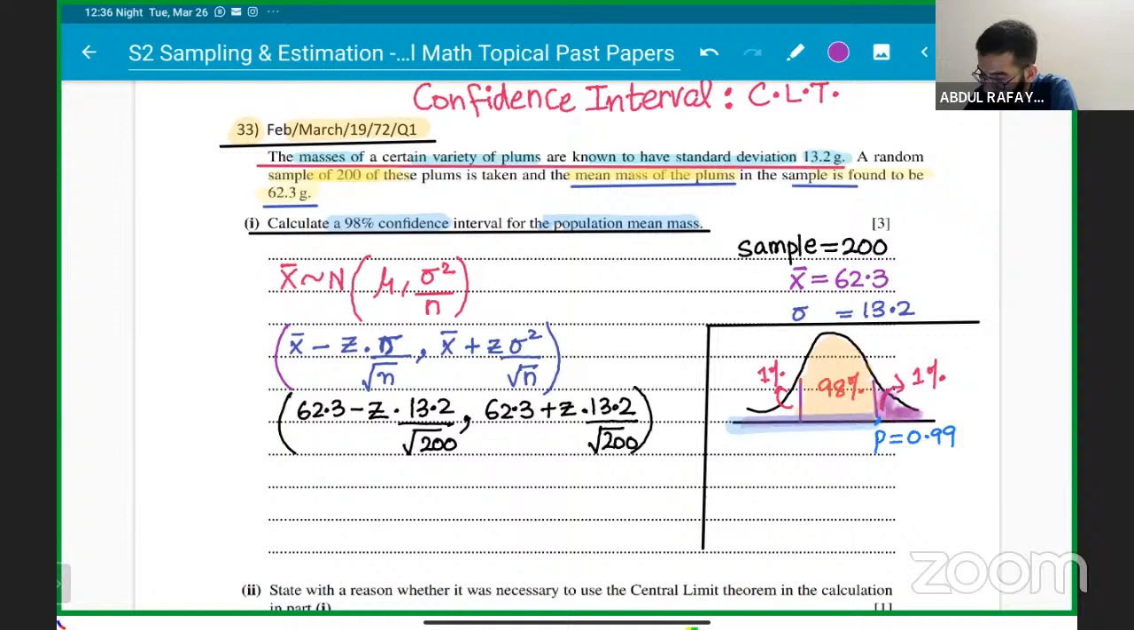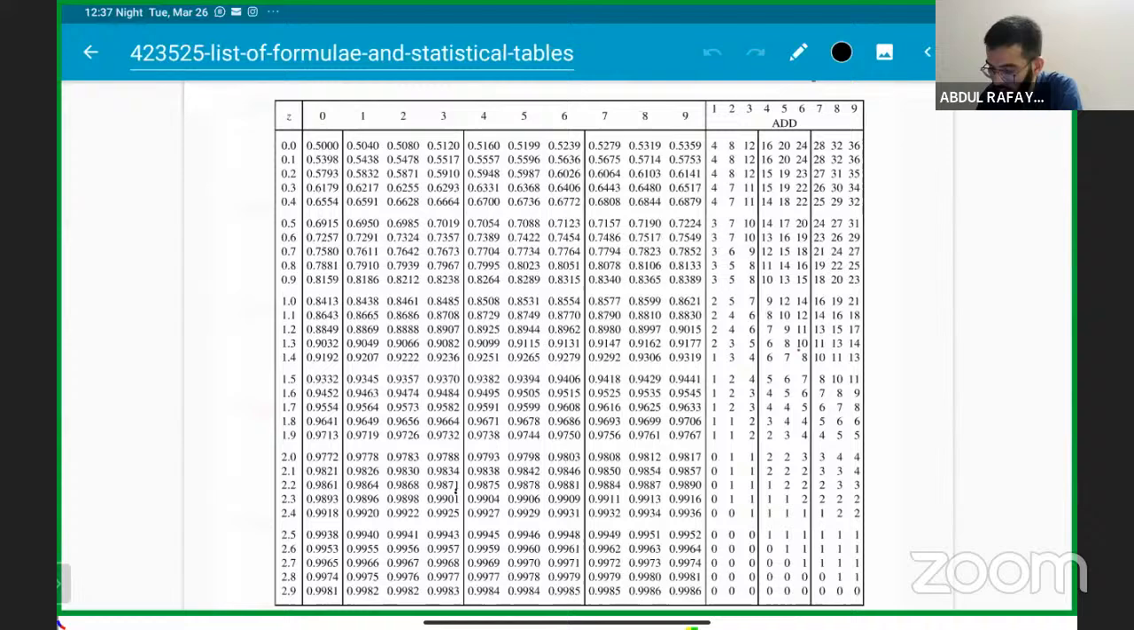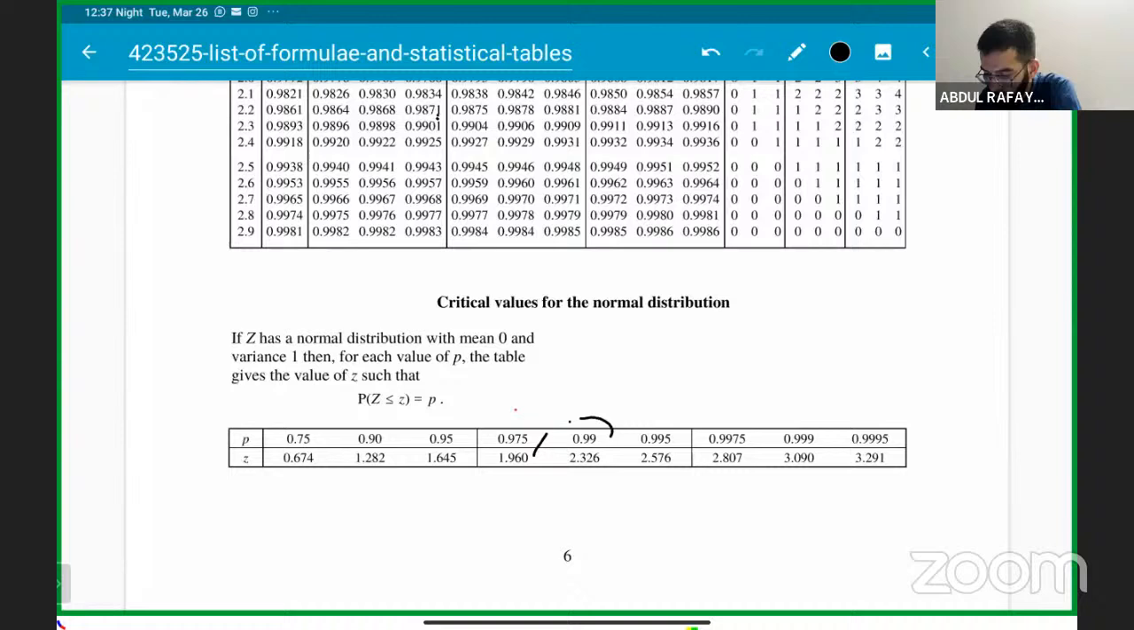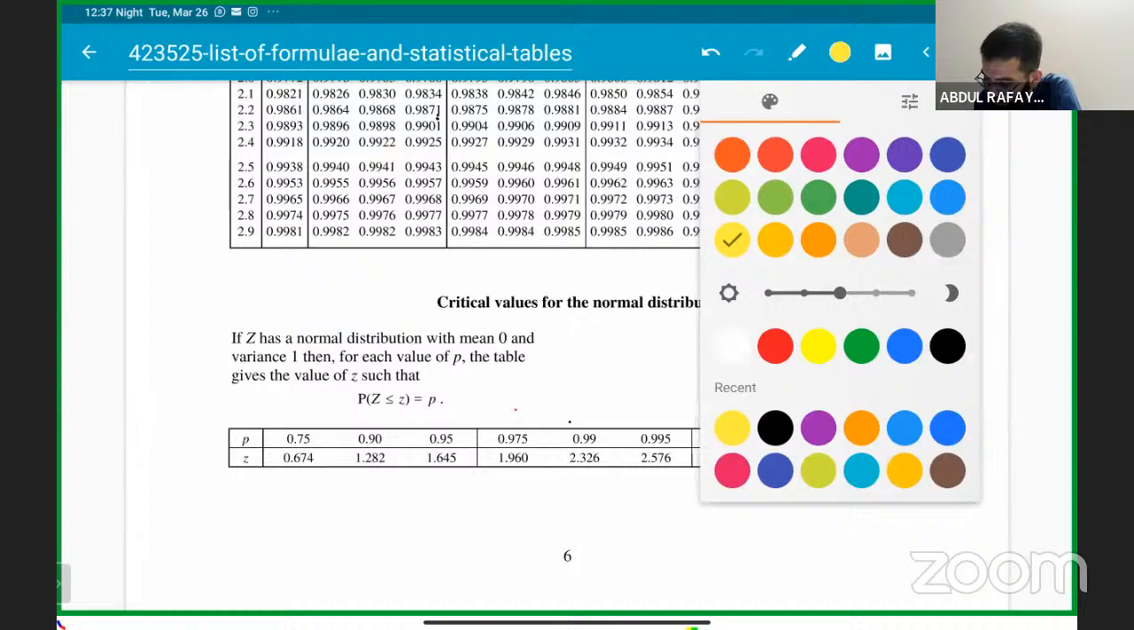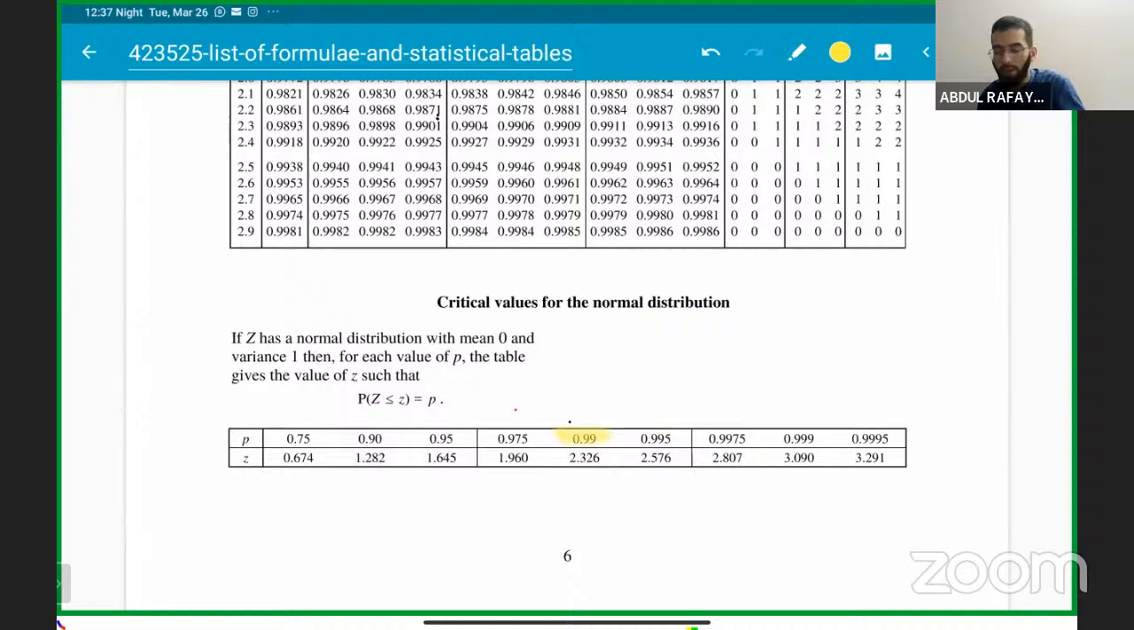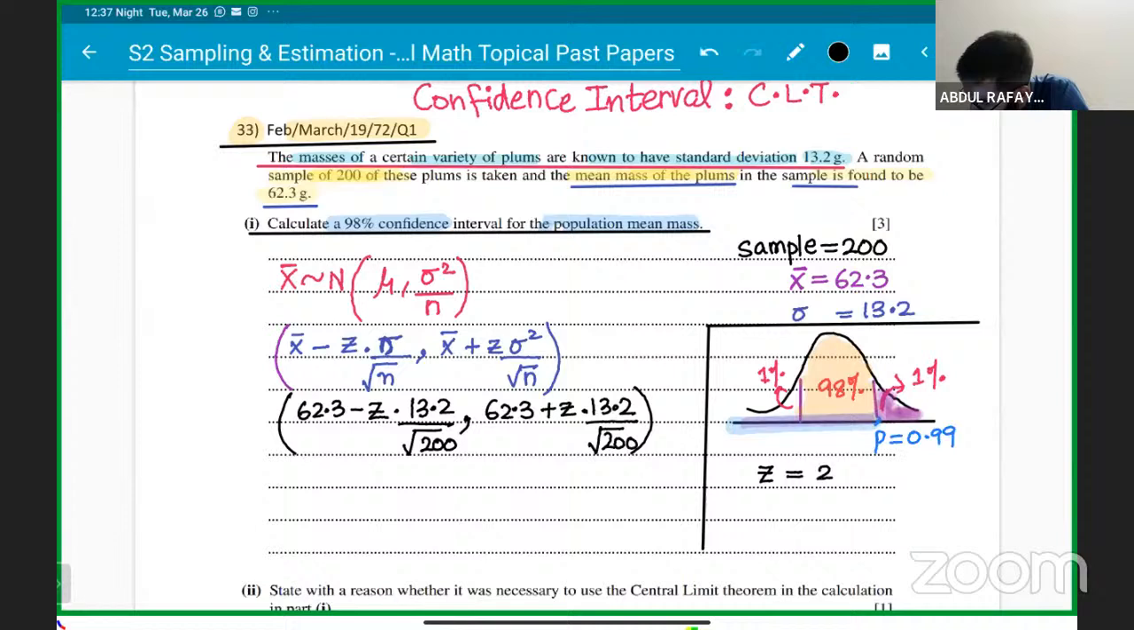So when the probability is 0.99, what will be the z value coming? You can find out from your statistics table. So we'll go to the statistics table and there are critical values available here. When the probability is 0.99, the z value is coming 2.326. So here we go, that is done, 2.326. The question gets completed, just plug in the value.